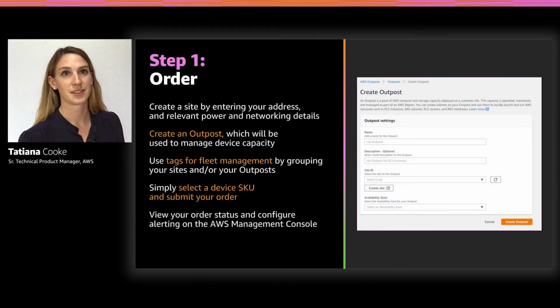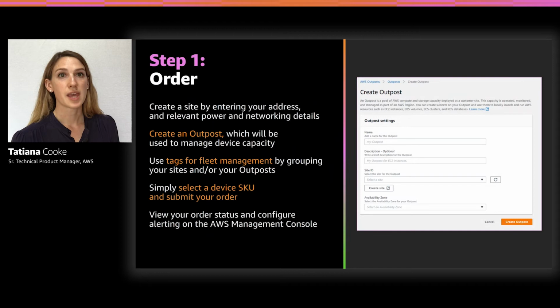Now we can get started. First, you'll be able to go to the AWS Management Console. You will create a site capturing information that we'll use for delivery, like the address of your site and any unusual power or networking details. Then you'll create an outpost. This resource will be used to manage your local capacity.